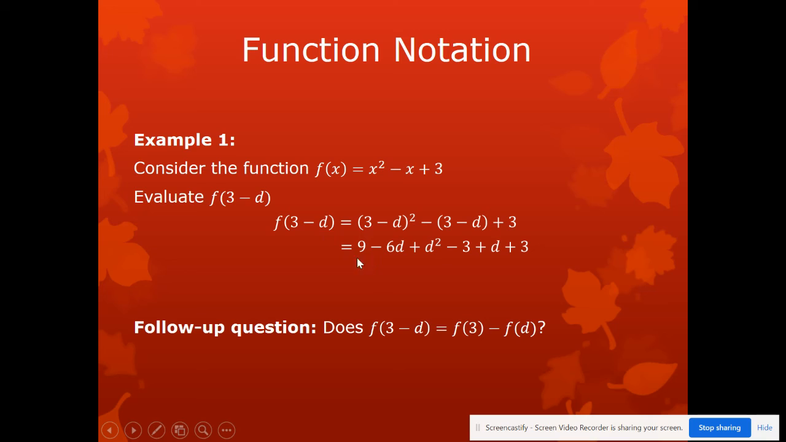If I use my FOIL, that's going to give me 9 minus 6d plus d squared. Then I subtract the quantity, so that's going to be minus 3. The double negative here will cancel to give me plus d, and then plus 3 at the end. That's going to simplify to this, writing it in standard form, d squared minus 5d plus 9.